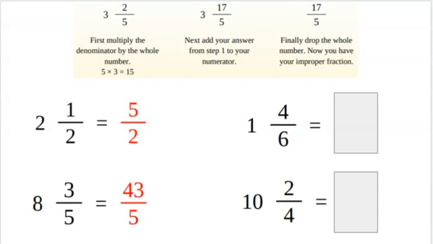I would like for you to push pause on the video now and try the last 2 on your own. And then come back and push play when you're ready.